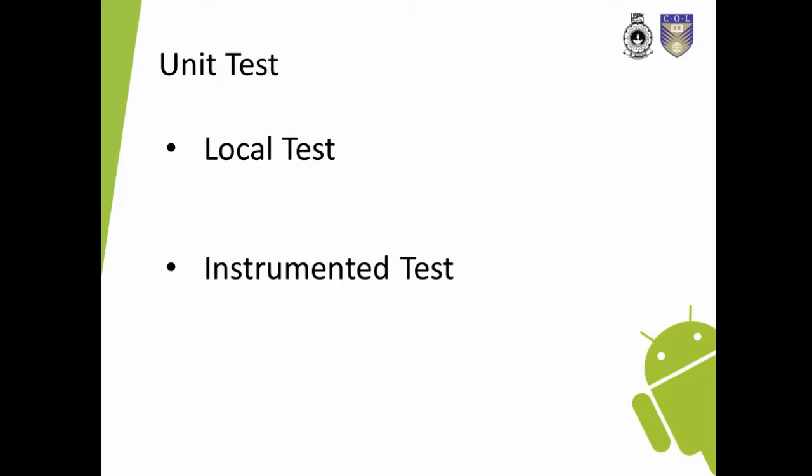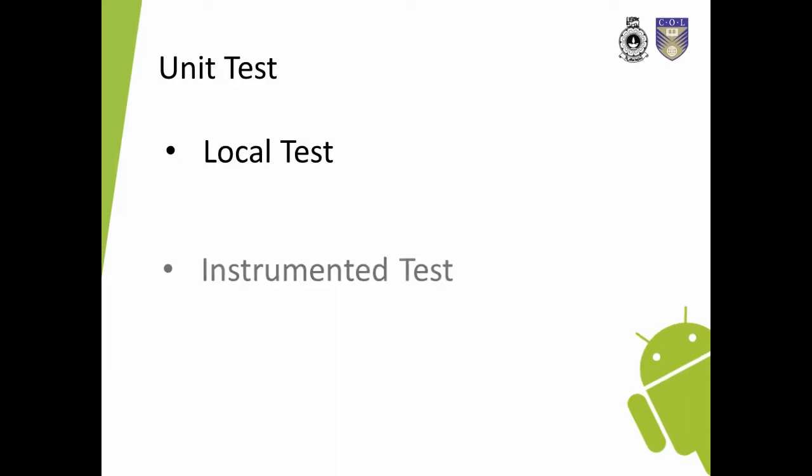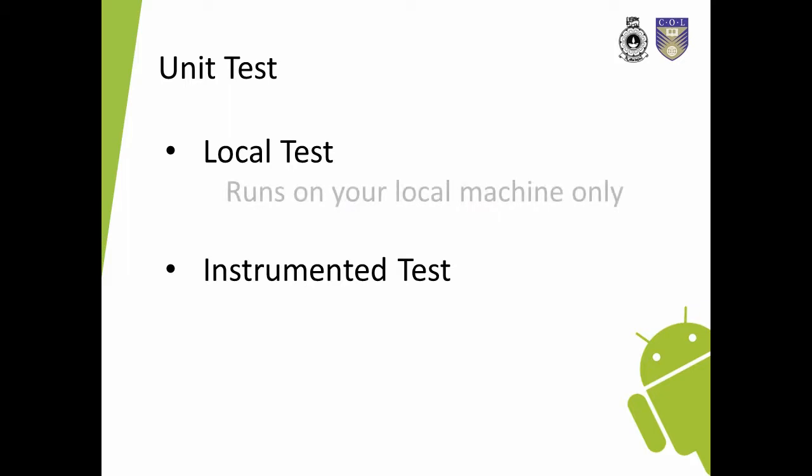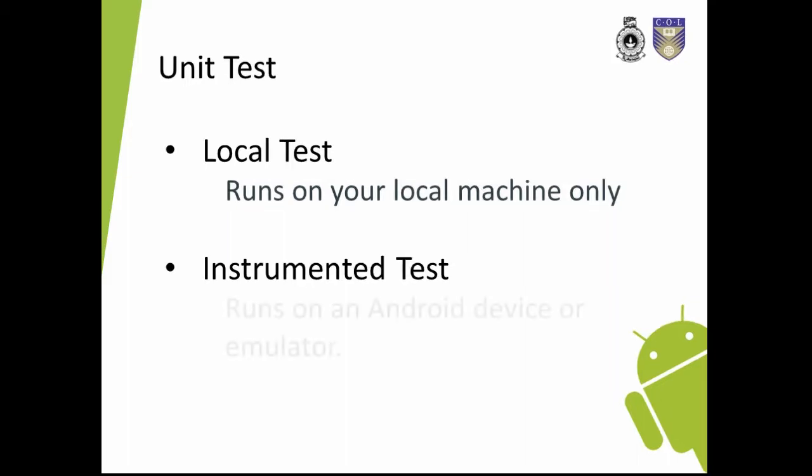Android allows two types of automated unit test: local test and instrumented test. Local tests are the unit tests that run on your local machine only. These tests are compiled to run locally on the Java virtual machine to minimize execution time. Instrumented tests are the unit tests that run on an Android device or an emulator.